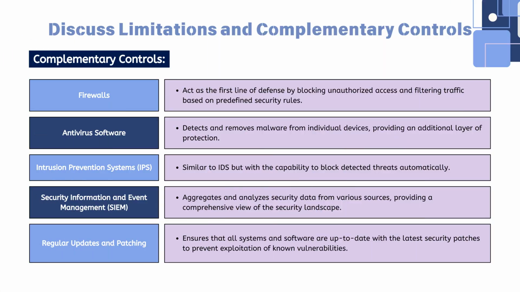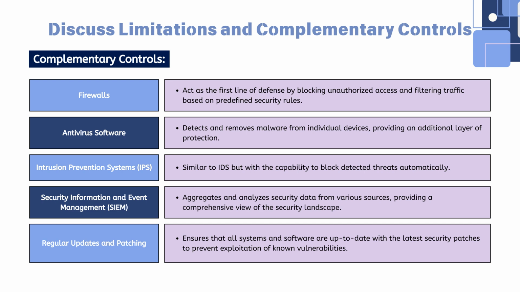So to enhance our security, we should use the IDS alongside other tools. And here are some complementary controls. The first one is firewalls. Firewalls act as the first line of defense by blocking unauthorized access and filtering traffic. Next is antivirus software. It detects and removes malware from individual devices.